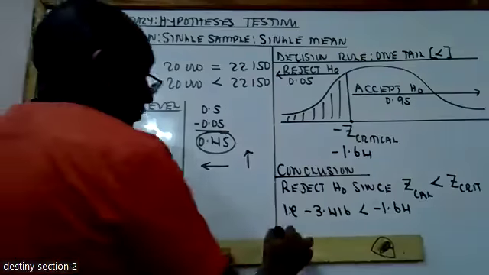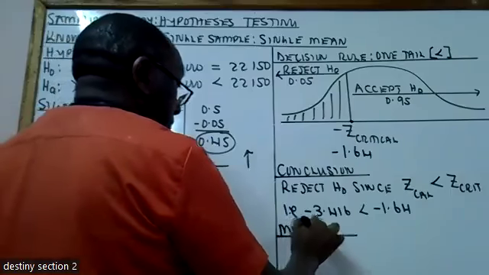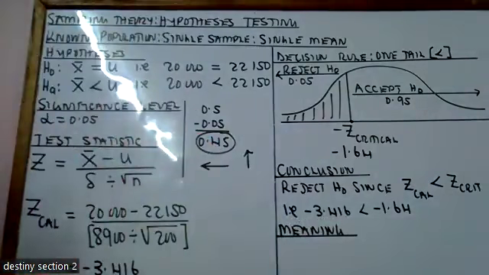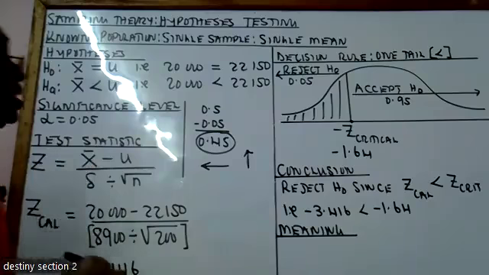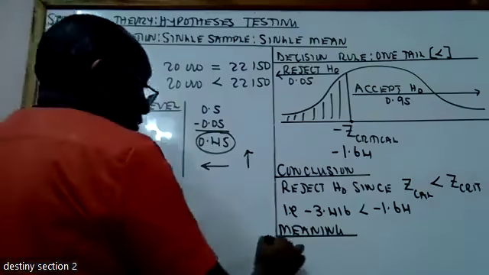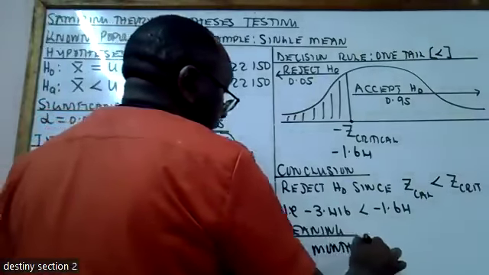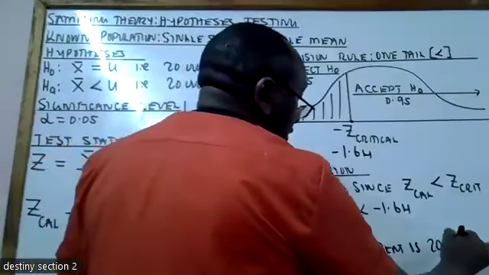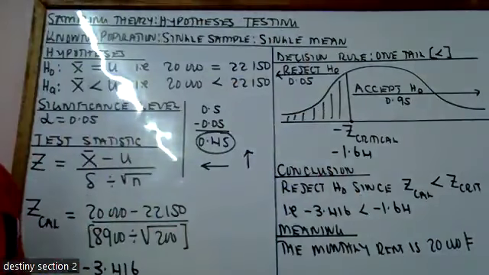What does that mean? The meaning of that, now that we have rejected, is that the monthly rent is not 20,000. The monthly rent in that estate is 20,000 shillings.